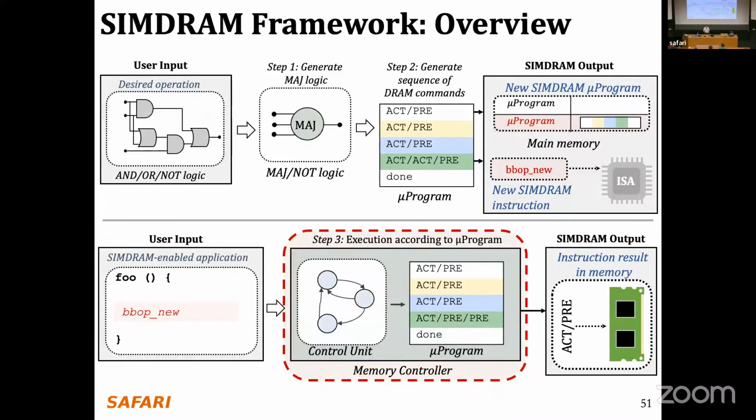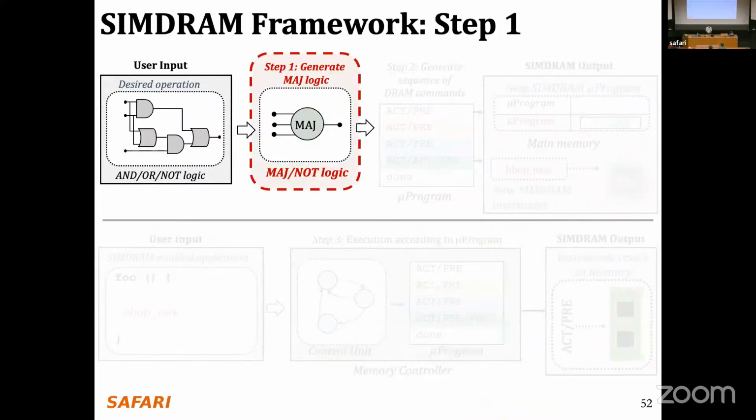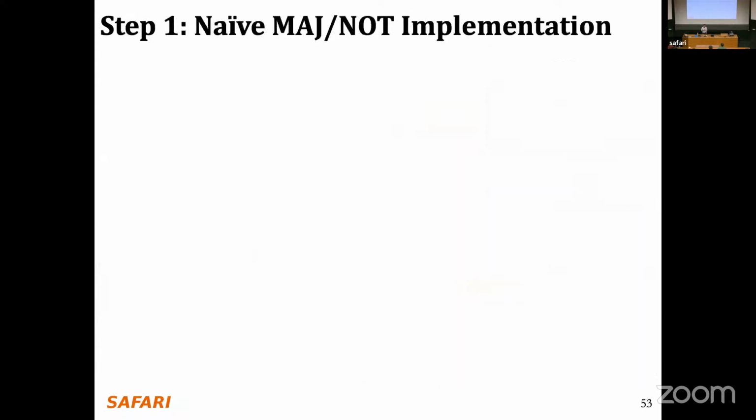And during the execution time, we have an extension of the memory controller, which is responsible for fetching that sequence of in-DRAM row copies and in-DRAM majority operations, and dispatching that to the DRAM chip itself. So I'm going to briefly elaborate on how all of those steps are going to work.